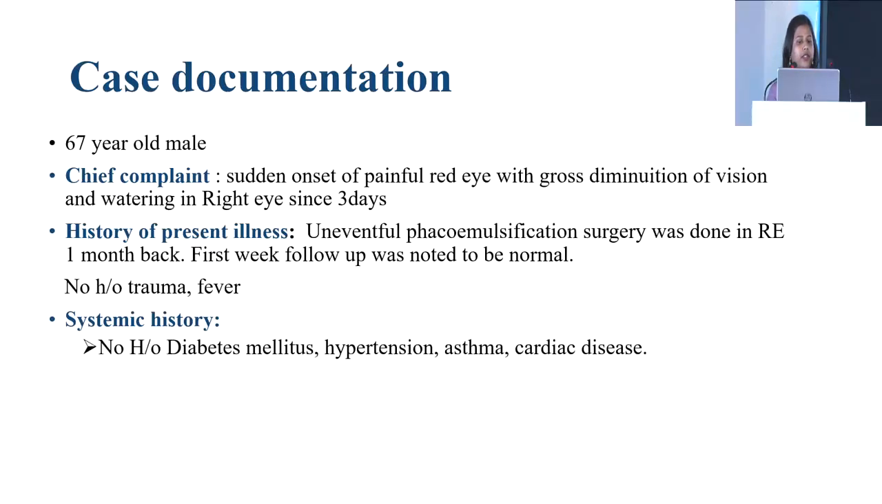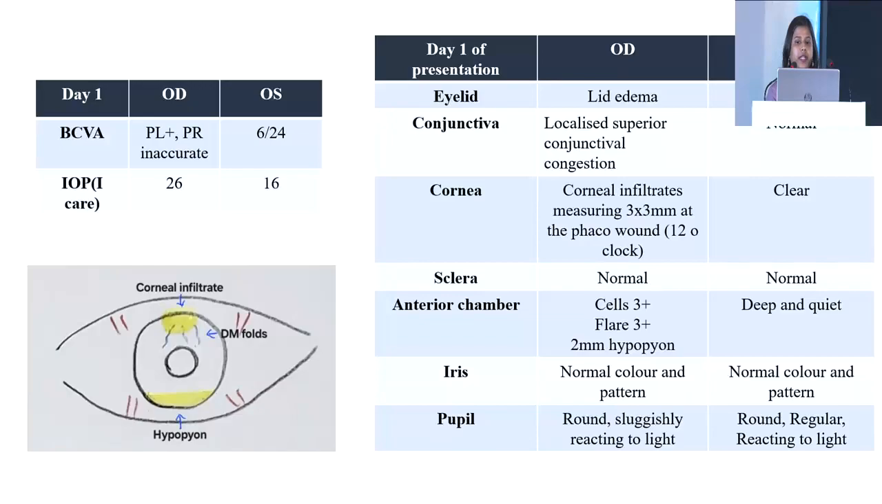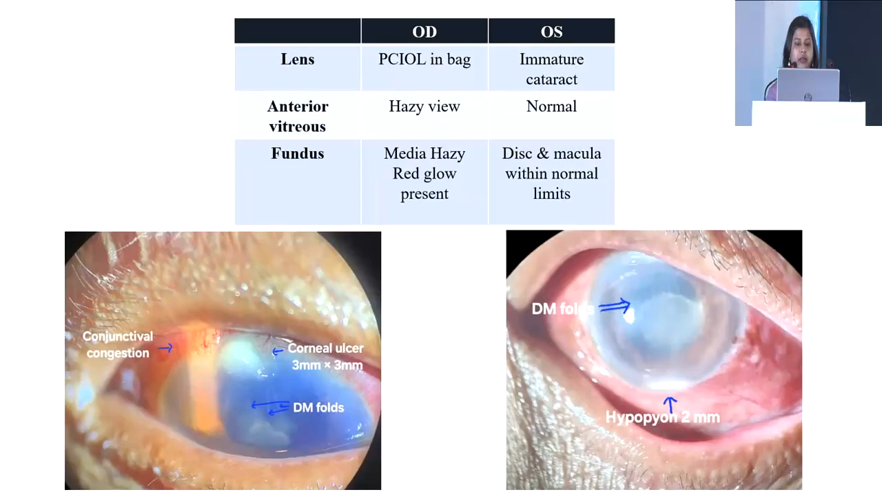He had an uneventful phacoemulsification surgery done in the right eye 1 month back, and on first week follow-up, it was normal. He did not give a history of recent trauma or fever. He was not diabetic, not hypertensive. And these were his findings. His vision had decreased to PL positive, PR inaccurate, and the IOP was raised.